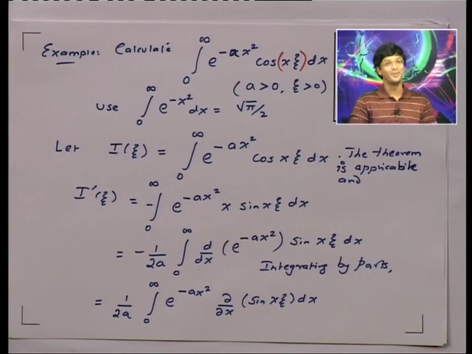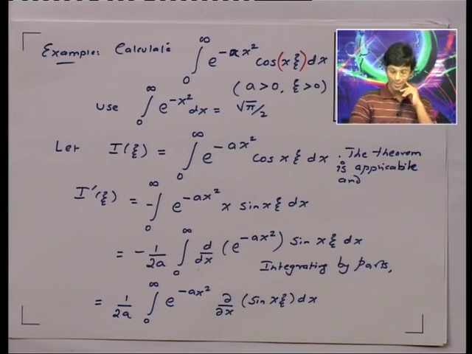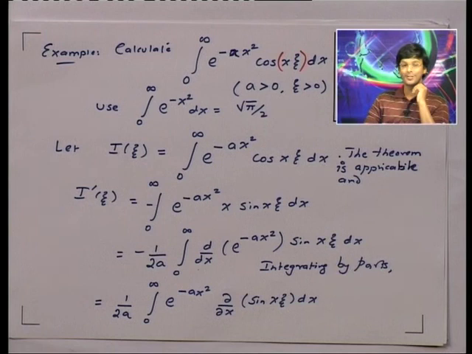So when you differentiate under the integral sign, what do you get? I prime of psi equals minus the integral from 0 to infinity, you pick up a minus sign from differentiating the cosine, of e to the power minus a x squared times x sine x psi. But the x and the e to the power minus a x squared can be combined and written as a derivative of e to the power minus a x squared. Now integrate by parts, what do you get? The d/dx goes over from here to there and the minus sign goes away. So what are you left with? 1 over 2a times the integral from 0 to infinity of e to the power minus a x squared times del by del x of sine of x psi. What am I going to do next? What is the next step?